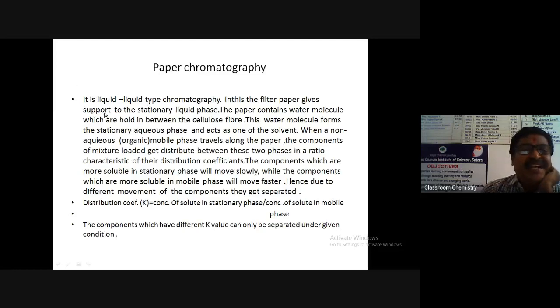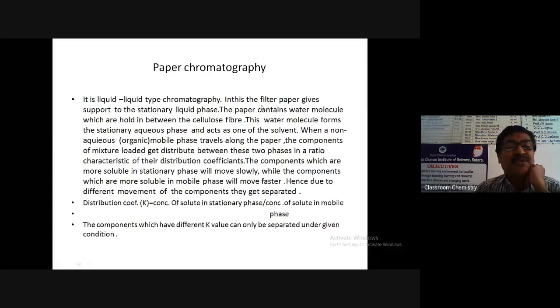What does this indicate? Liquid type of chromatography means the stationary phase is liquid and the mobile phase is also liquid. Hence this paper chromatography is known as a liquid type of chromatography. In this, the filter paper gives support to the stationary liquid phase.